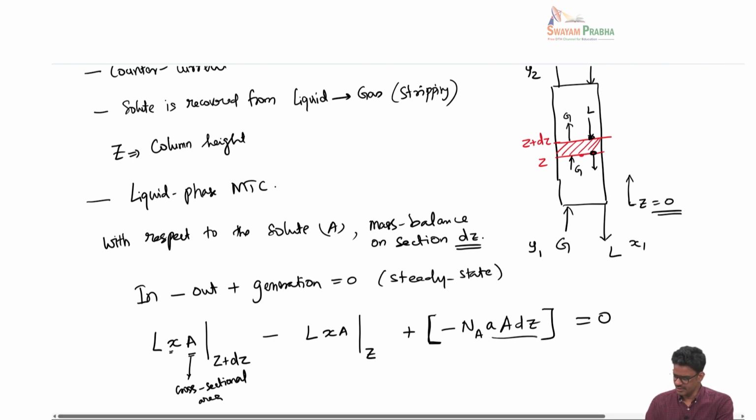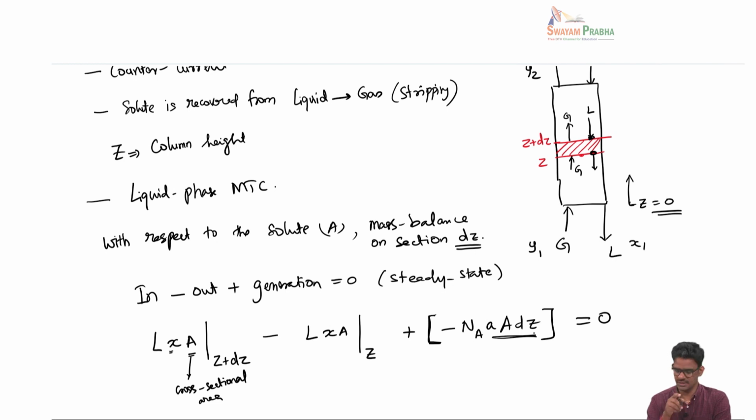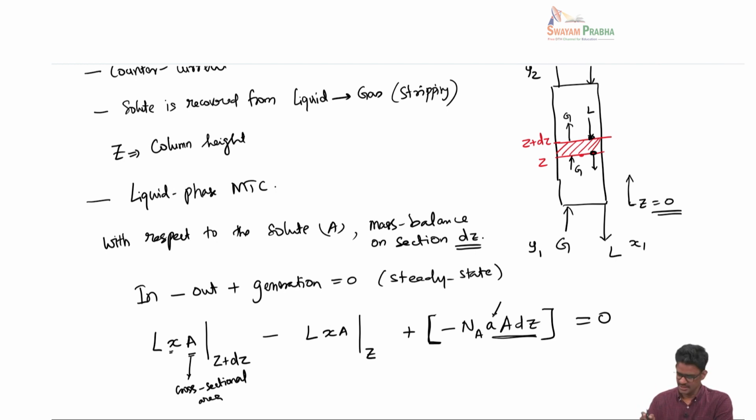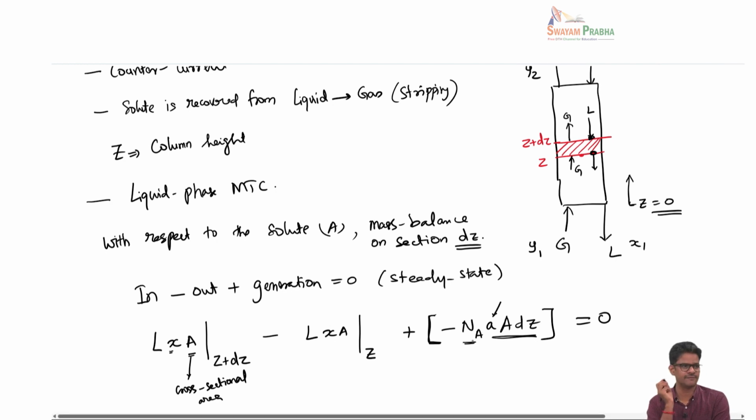And you can note this particular term where we have invoked the available interfacial area because of the packing, okay, which is given by this small a, which is the interfacial area per unit volume of the packing. What is the volume of the packing in this thin shell? That is nothing but A times dz. Capital A times dz is the volume of the packing I have highlighted here, okay. So, the total interfacial area available for mass transfer in that thin shell is small a times capital A times dz, and that is multiplied by the mass transfer flux N_A.